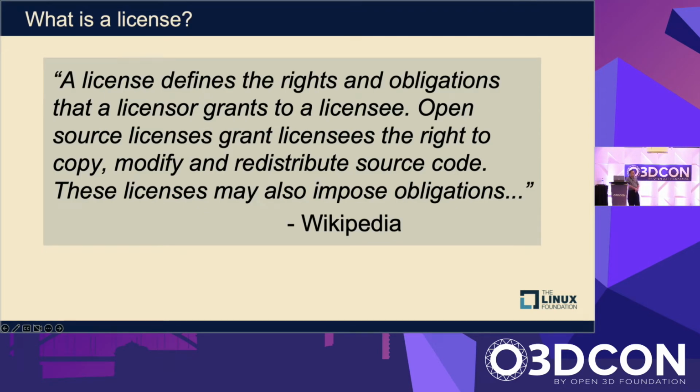So just briefly, Wikipedia states, and I happen to like this, a license defines rights and obligations that a licensor grants to a licensee. So the licensor is typically the person who owns the copyright or is the author who wrote the code or created it. And the licensee is the user of the code. So in this context, and with most open source projects, you could be on either side of that coin. You could be a contributor, you could be a project maintainer, or you could be a downstream user, the end user who's using that project.